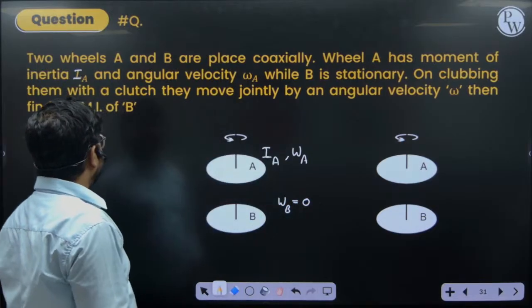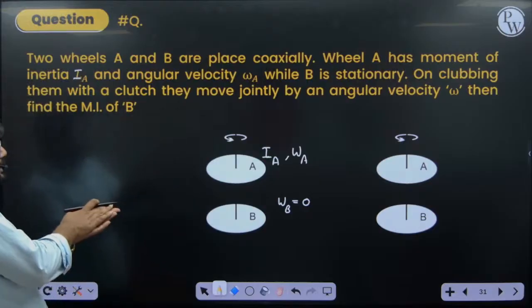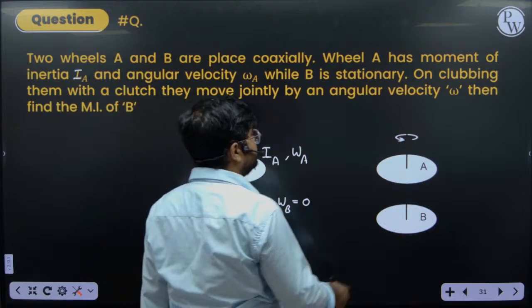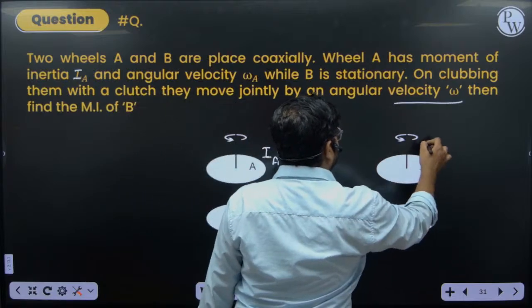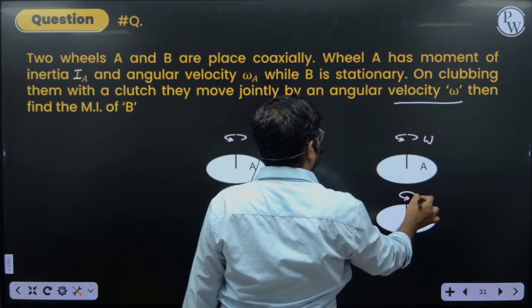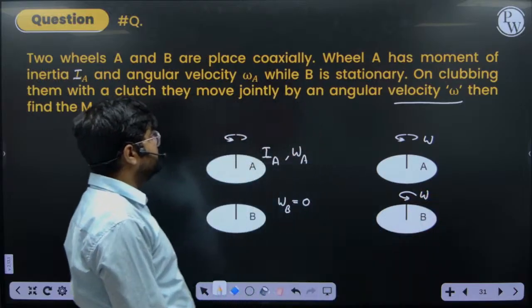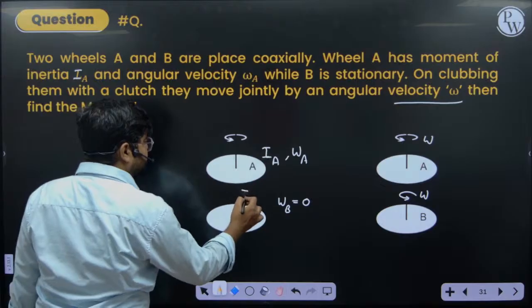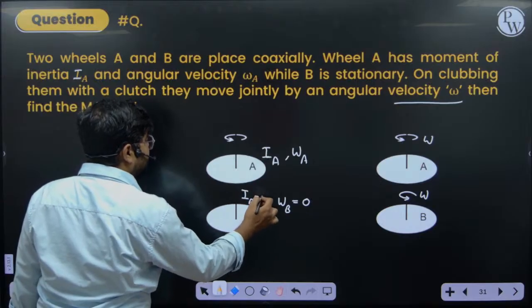On clubbing them with a clutch, they are now attached, so they move jointly. Now both are moving with omega. Then the moment of inertia of B, IB, is something they are asking us.